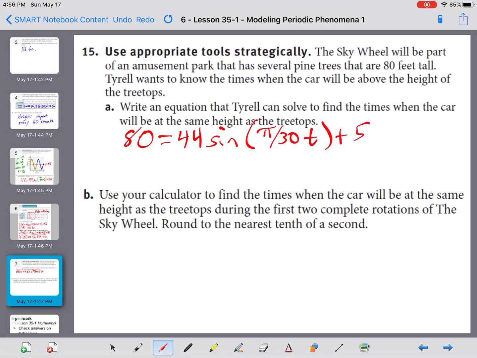plus, and then we have 56. Okay, so that's the equation. Now, right now we don't have the algebraic skills to solve this equation for t. Okay, so we're going to do it a different way. We're going to do it using technology.